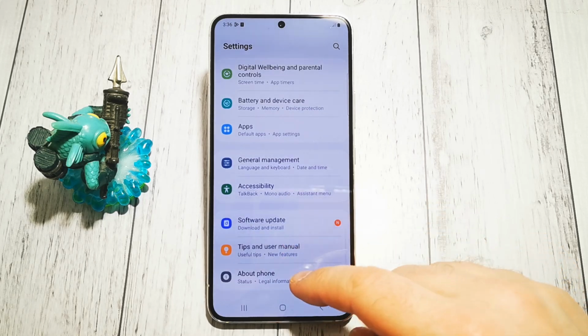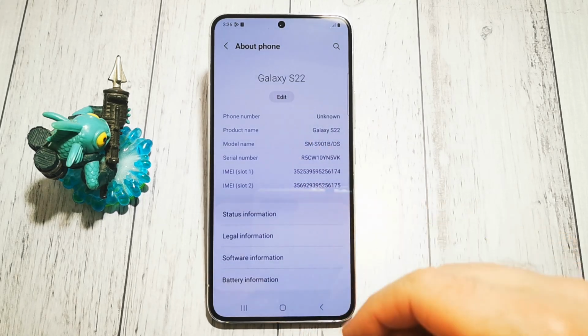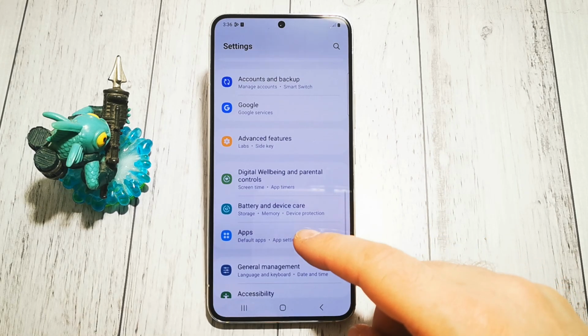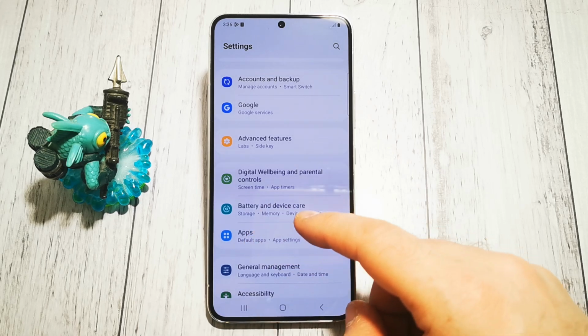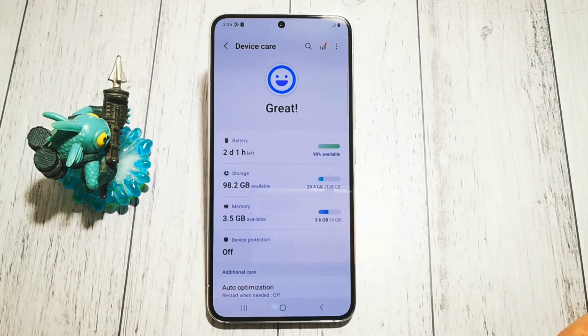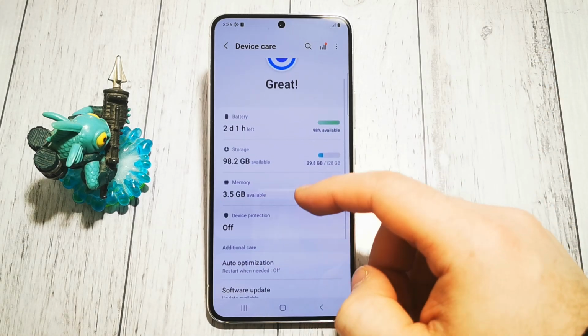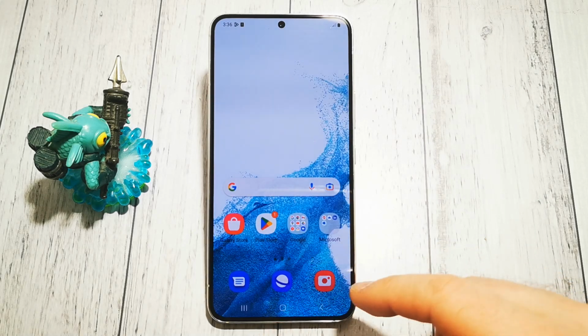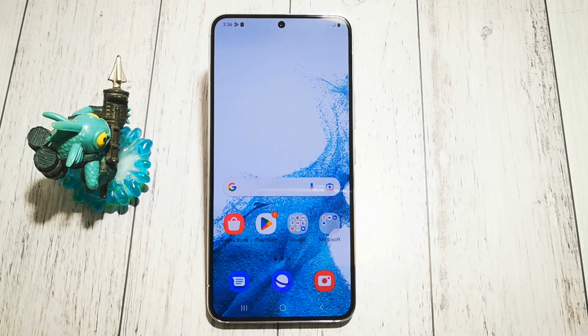First of all, settings. At the bottom of the screen we have About phone. Here we have our IMEI numbers, our model name, serial numbers, etc. Also, in Battery and device care, we have our storage and memory, and battery, of course. And these are the basic specifications of our phone.